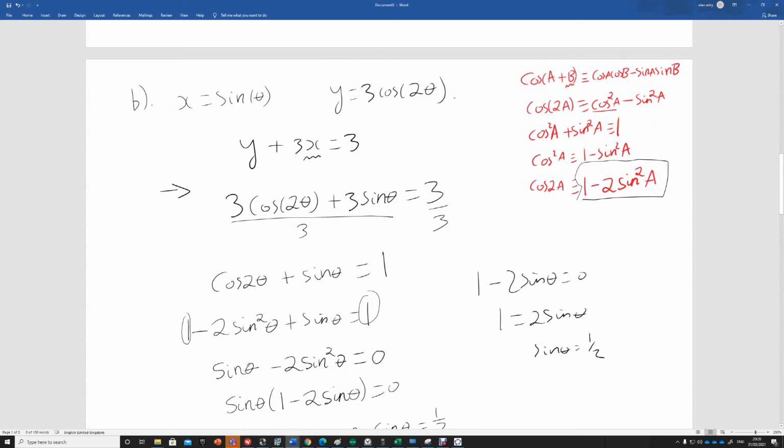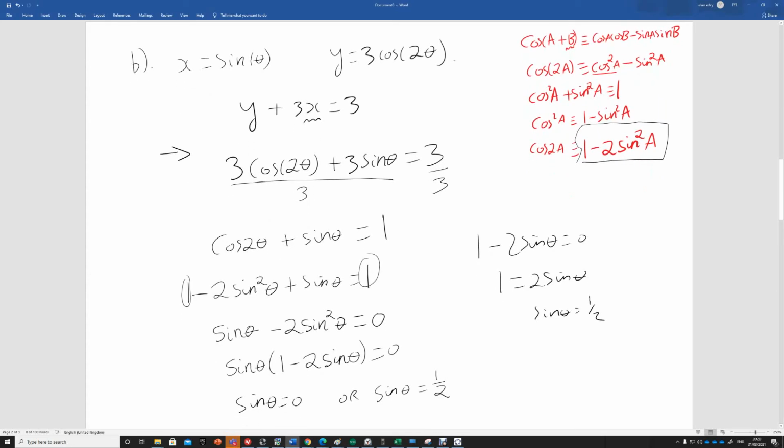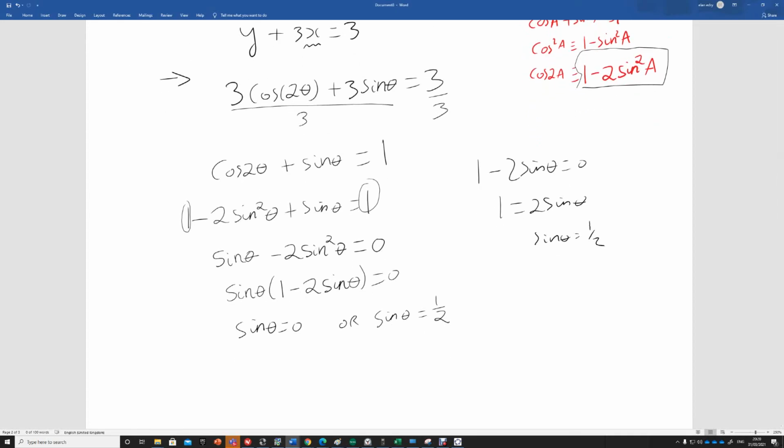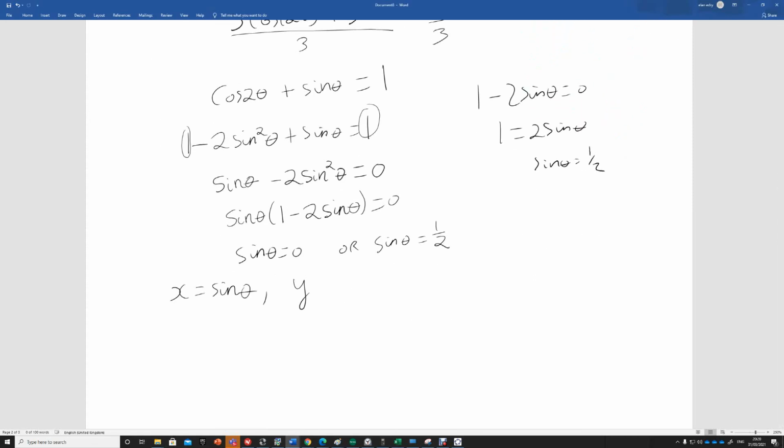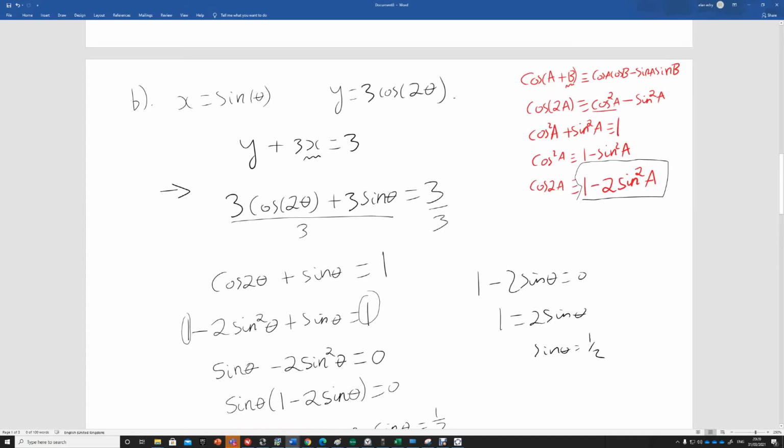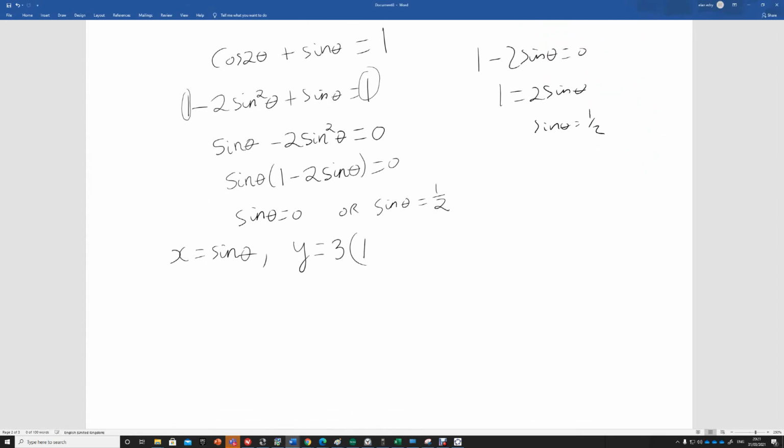So what I need to do now is just recognize that I'm looking for values of x and y. So I either have sine theta being 0, or sine theta being a half. Now I know that x is equal to sine theta itself, and I know that y is equal to 3 cos 2 theta. But we know from what we did in red up here that cos of 2A is 1 minus 2 sine squared A. So I can say y is 3 times (1 minus 2 sine squared theta).